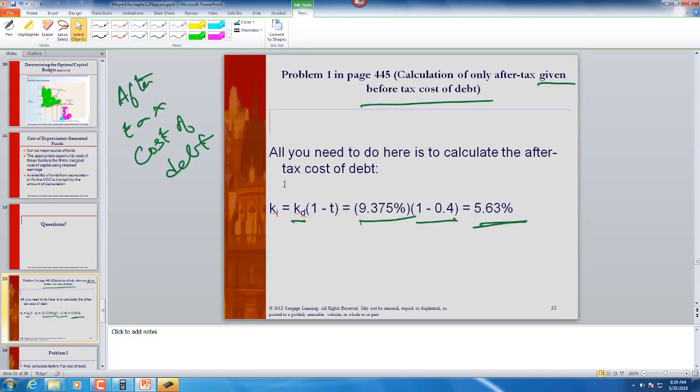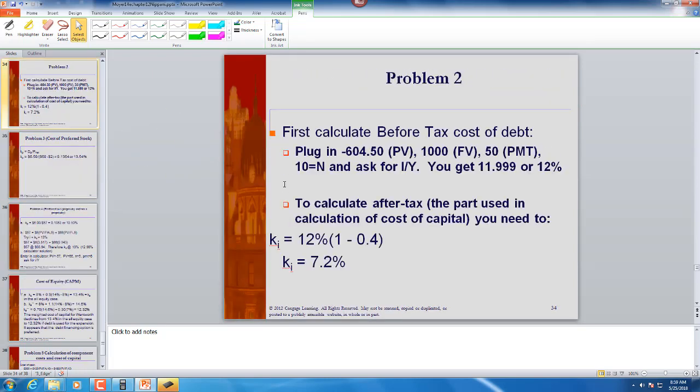Now, next problem. Husky Enterprises, problem 2. Husky Enterprises recently sold an issue of 10-year maturity bonds. The bonds were sold at a deep discount price of $615 each. After flotation costs, Husky received $604.50 each. The bonds have a $1,000 maturity value, which we always know, and pay 5% interest at the end of each year. Now compute the after-tax cost of debt of these bonds if Husky's marginal tax rate is 40%.